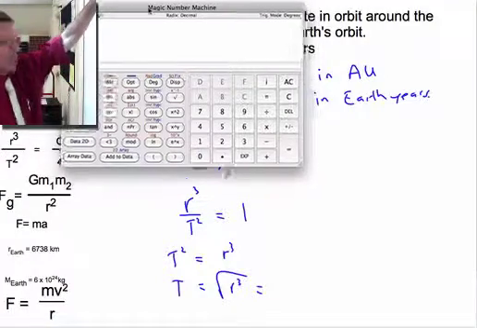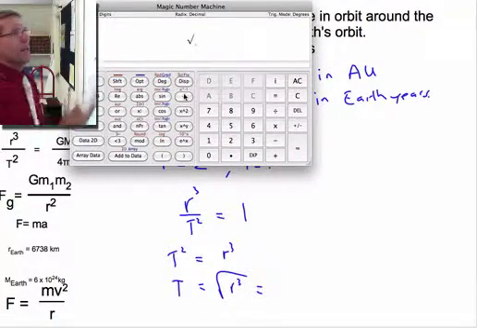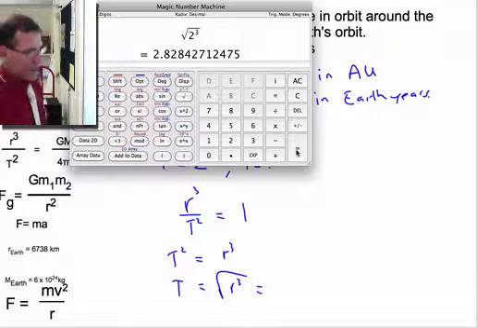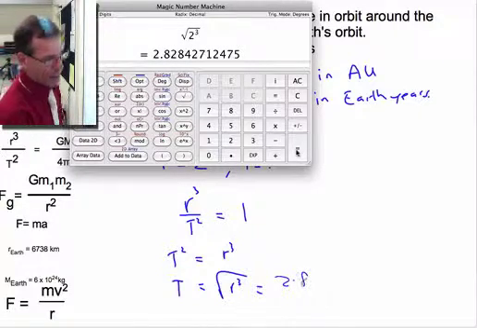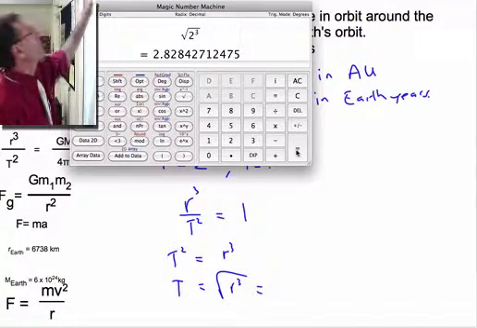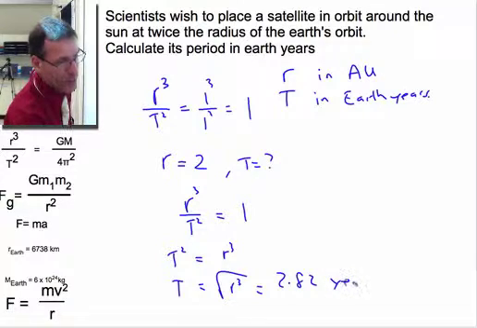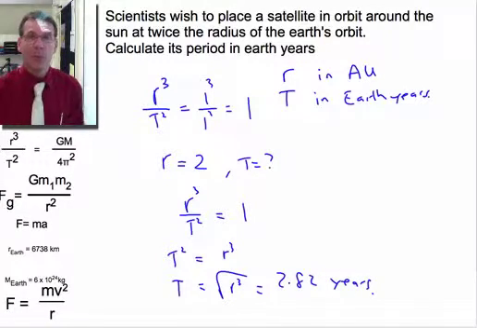So let's just pull this out. I now want to find t. It's the square root of r, which is 2, to the power of 3, bang, comes out as 2.82 years. So it's 2.82 years, Earth years. So the orbital period is 2.82 Earth years.